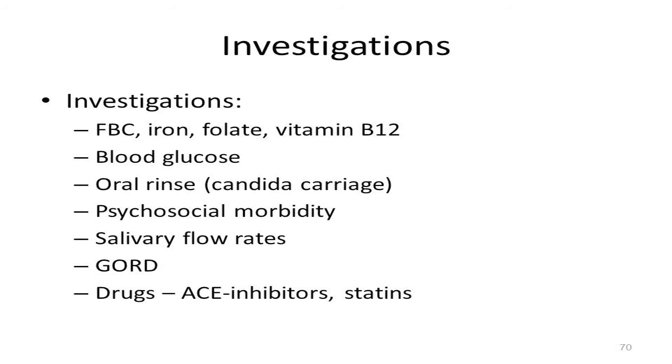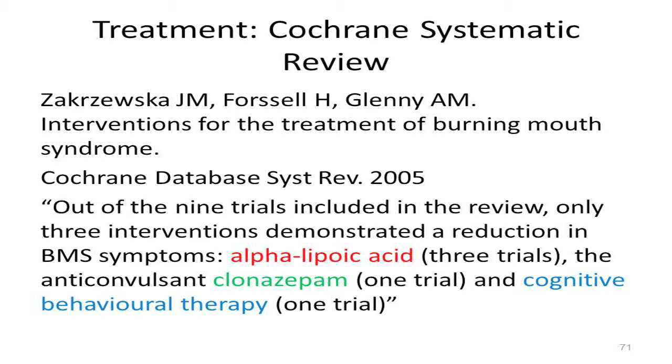So investigations for these patients are very important because it's a multifaceted etiology, a smorgasbord of potential etiological factors. So we check their microbiological status, we check their psychosocial morbidity, we look at their salivary flow rates, we check their various basic blood tests, particularly blood sugar, and to make sure that they're not hematinically challenged. Increasingly, we're understanding about gastroesophageal reflux disease and the influence of other drugs as well on the onset of their symptoms. And finally, how do we treat these individuals?